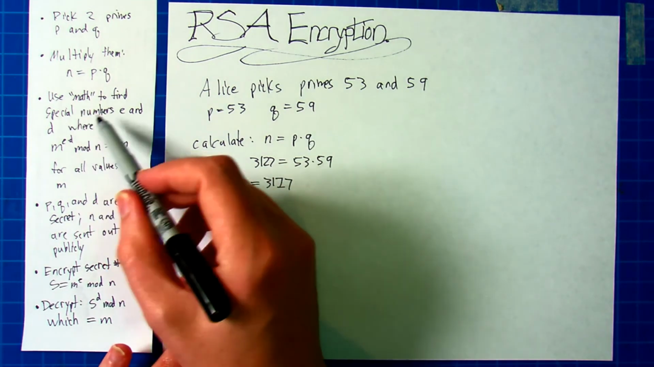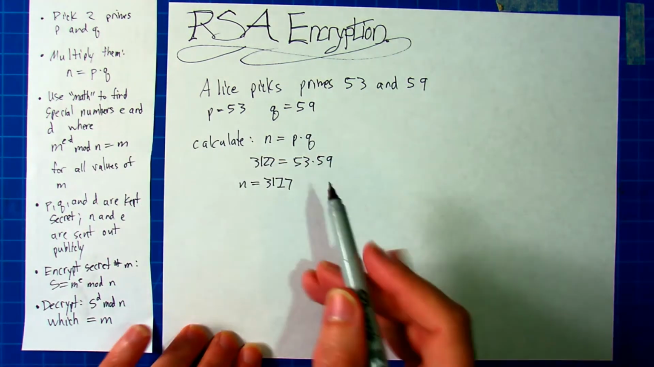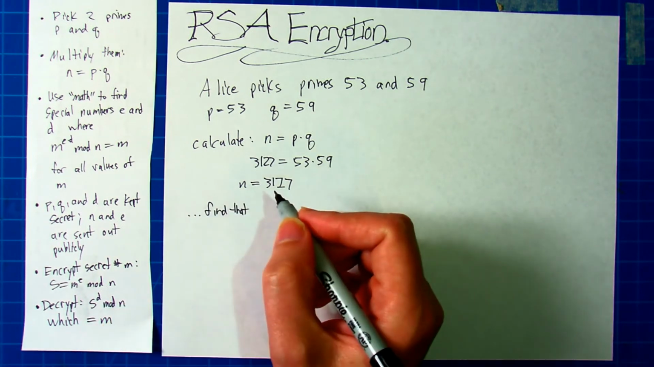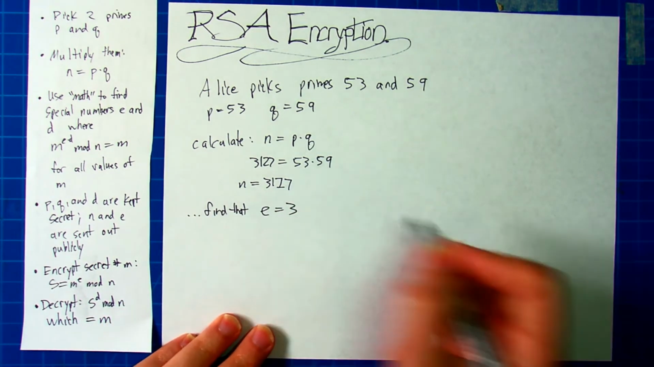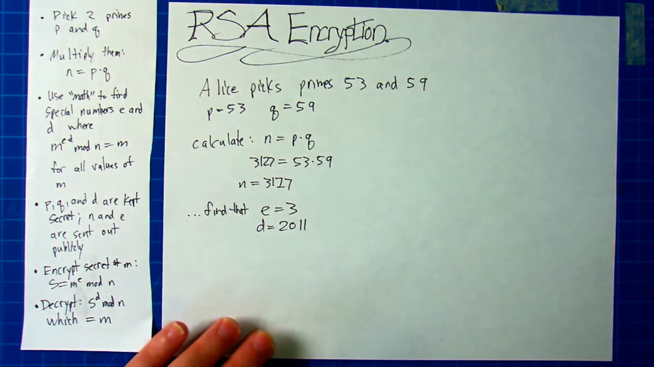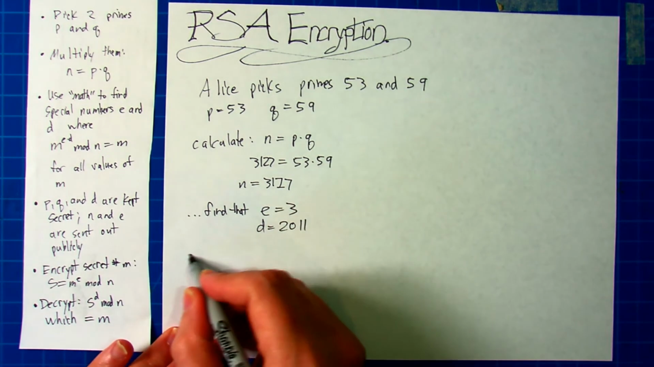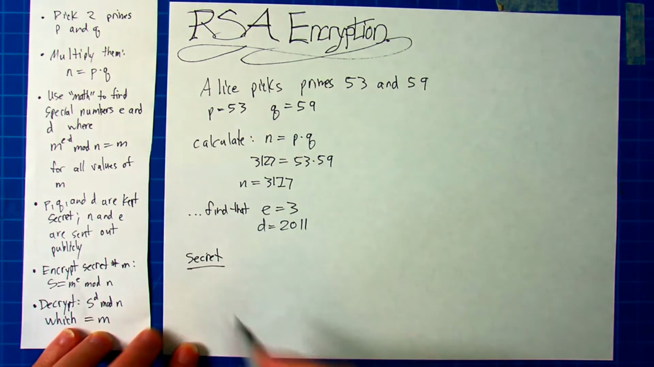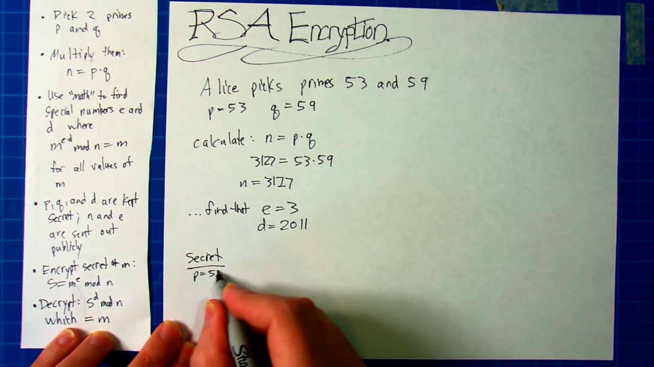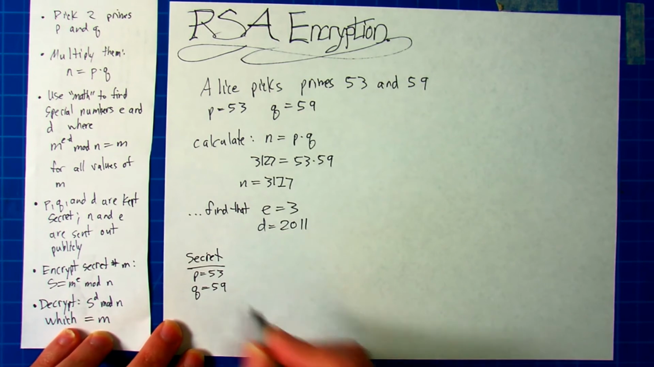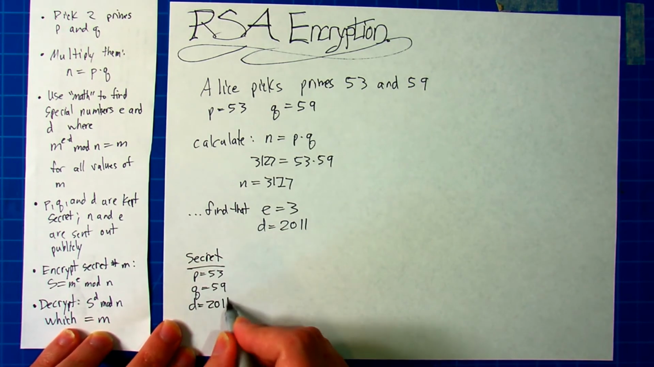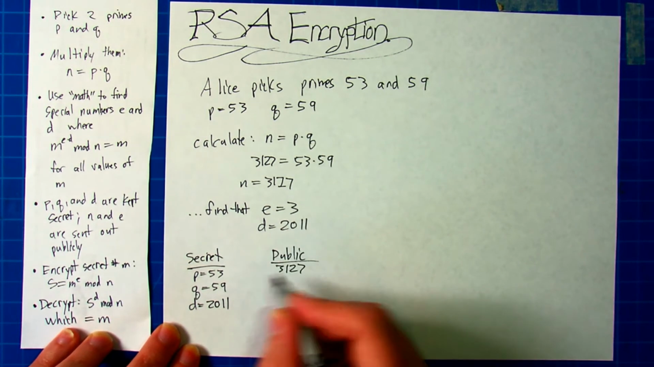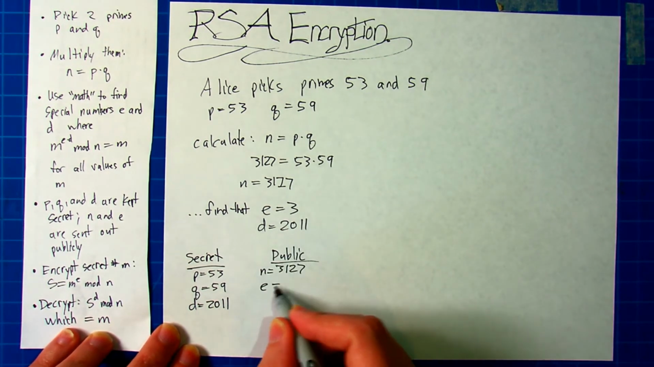Next step, use math to find special numbers E and D. Well, we won't go into the math of that, but we find that E equals 3, so that's easy, and D equals 2011. Here are all of our numbers. Here are the ones that we keep secret: P, Q, and D. So P equals 53, Q equals 59, and D equals 2011. And then publicly, we release the numbers N, which is 3,127, and we release the letter E, which is 3.